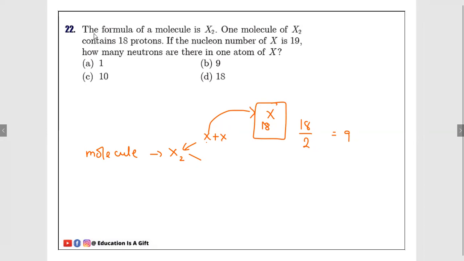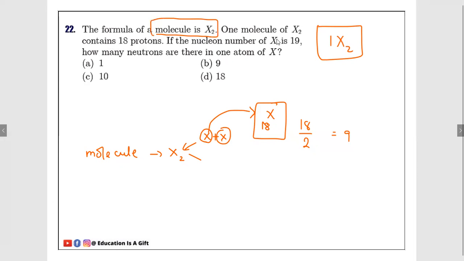Observe the question. The formula of the molecule is X2. One molecule of X2 contains 18 protons. One molecule of X2 means one X2. That is the meaning of that. So one molecule of X2 means, don't consider this will have 18, this will have 18, because they gave a hint.